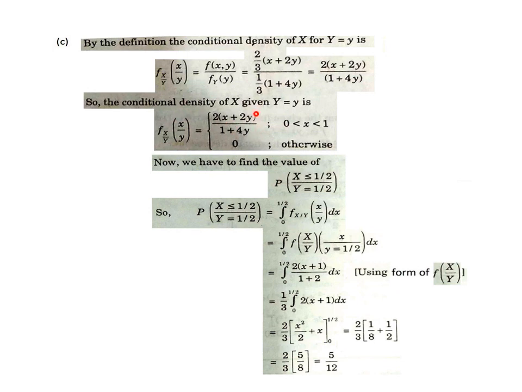We are integrating that conditional density for finding this probability. Limits 0 to half are taken for x, and y equals 1/2 is substituted there. That gives 2 into x plus 2 into y, which is 1/2, so x plus 1, upon 1 plus 4 into y, which is half, so 4 into half is 2. You can check that. So it is simplified as 1/3 integral from 0 to half of (2x plus 1) dx. If you integrate and substitute the limits for x from 0 to 1/2, finally that value is obtained as 5/12.